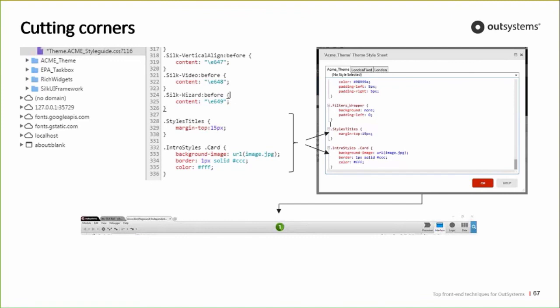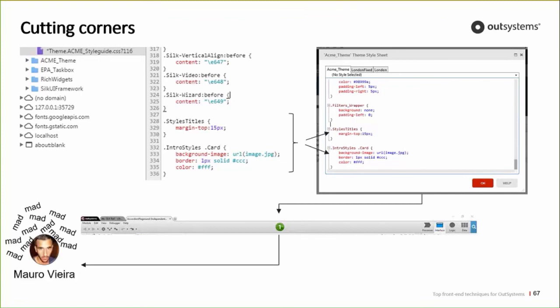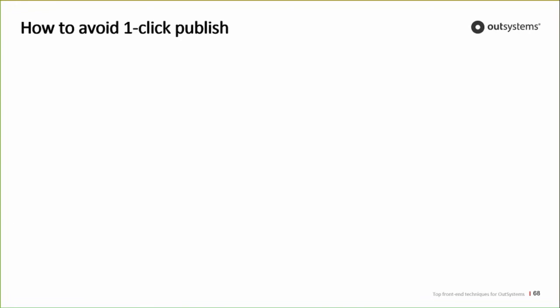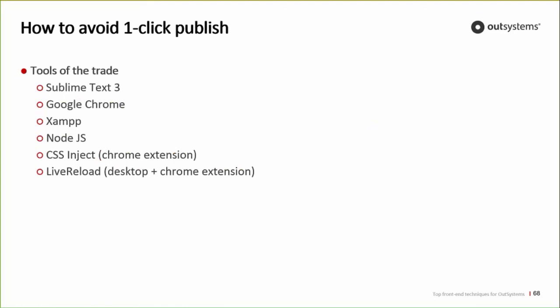We had a colleague on our team called Mauro Vieira, who was going crazy with the time it was taking to make a change, go back, publish, go back to the browser, and see that it was not exactly what he was expecting. So he started to look for solutions, and we invited him to share that solution with the team. His solution was to use some of the tools of the trade that every front-end developer uses, such as Sublime Text, Google Chrome, XAMPP, we'll see later on why, Node.js, and some Chrome extensions, namely CSS Injection and Live Reload.